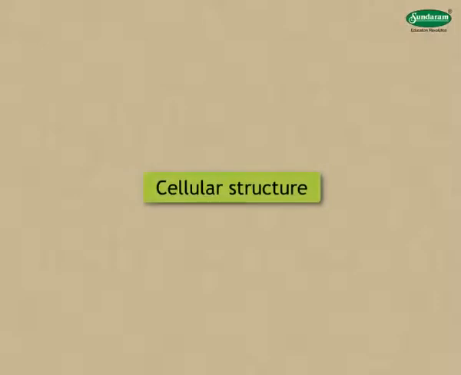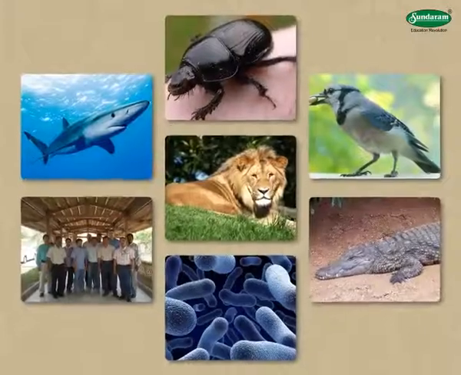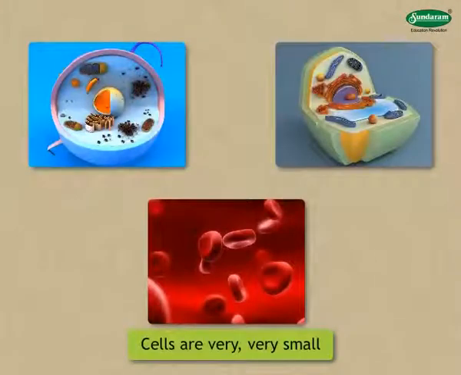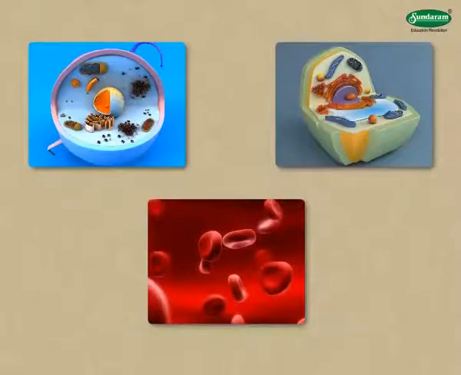Let us first study about cellular structure. The bodies of living things are made up of cells. Cells are very, very small. The number of cells varies depending upon the size of the body.